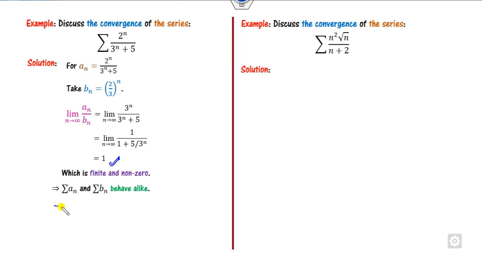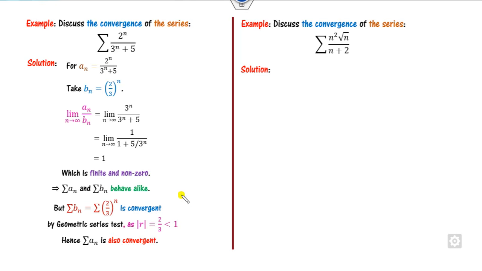So what can you say about this series? Is it convergent or divergent? Clearly this is not in the form of 1 over n raised to power p. It means the p-test is not applicable. So you can apply another test, which is the geometric series test. A geometric series is convergent when the modulus of r is less than 1. So this is less than 1. Therefore An is also a convergent series.